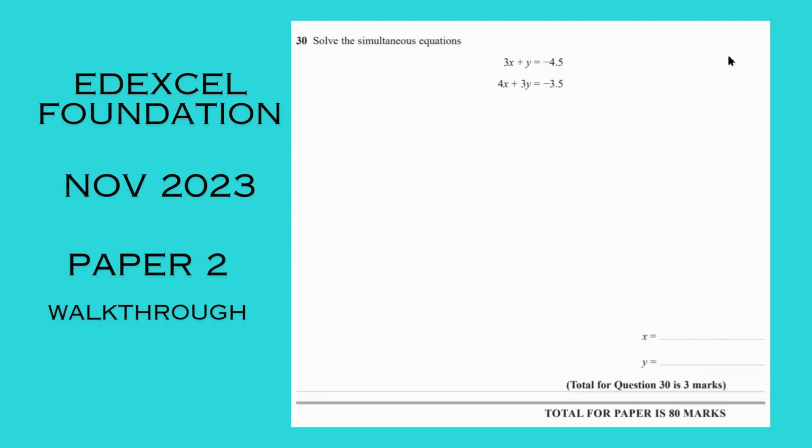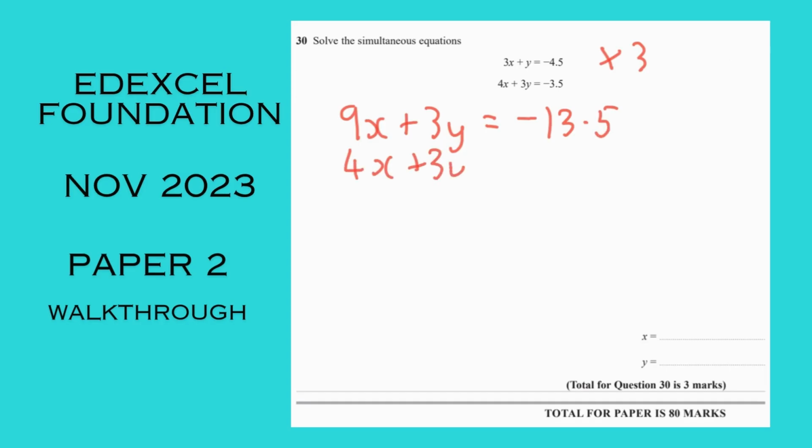Finally, yet another one. You know they're coming. Simultaneous equations, elimination method. You could make the x's the same, but don't be daft. Much easier to make the y's the same. So 3x trebled, 1y trebled, negative 4.5 trebled. The second equation, we're leaving that well alone.